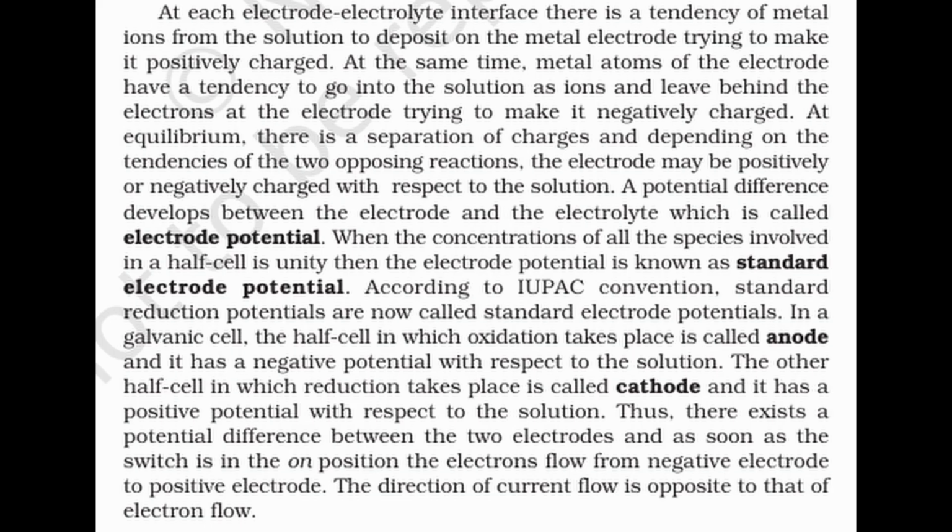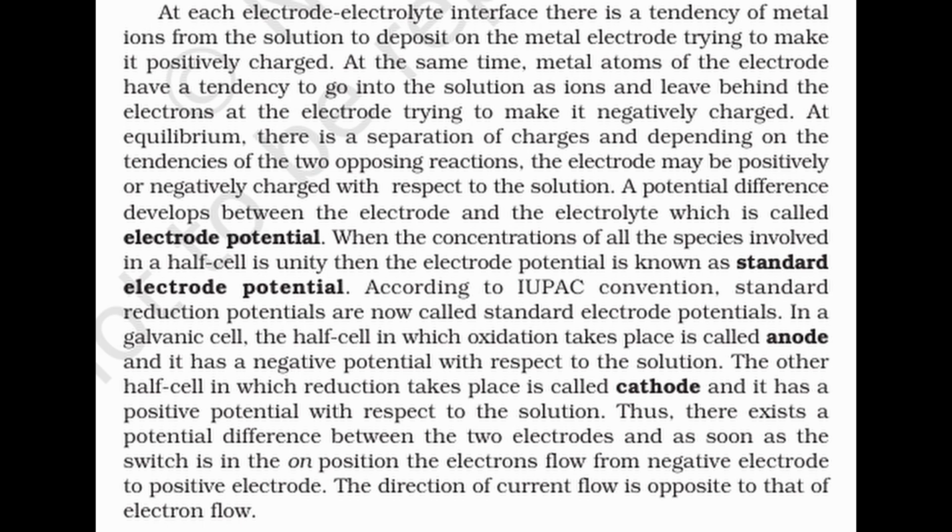At the interface between an electrode and its electrolyte, two opposite processes tend to occur simultaneously. Metal ions from the solution may deposit on the electrode, making it positively charged, while metal atoms from the electrode may enter the solution as ions, leaving electrons behind and making the electrode negatively charged. When equilibrium is established, this separation of charge creates a potential difference between the electrode and the solution. This potential difference is called the electrode potential.